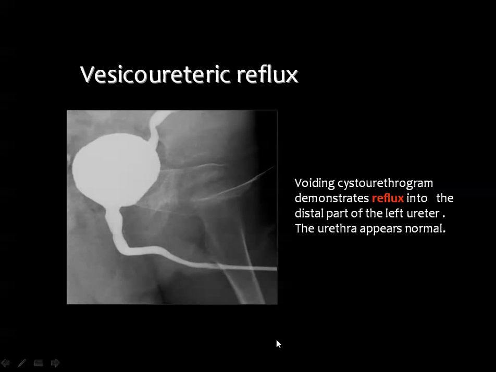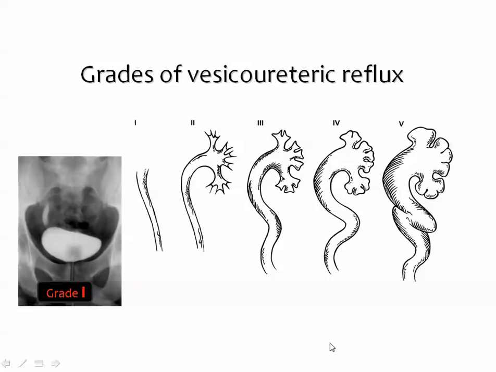Then in order to diagnose vesico-ureteric reflux, the best way is the ascending urethrography. We introduce contrast material into the urethra, filling the urinary bladder. Normally, there should not be any contrast material passing into the ureter. But if you see opacification of the ureter, unilateral or bilateral, then you diagnose the possibility of vesico-ureteric reflux.